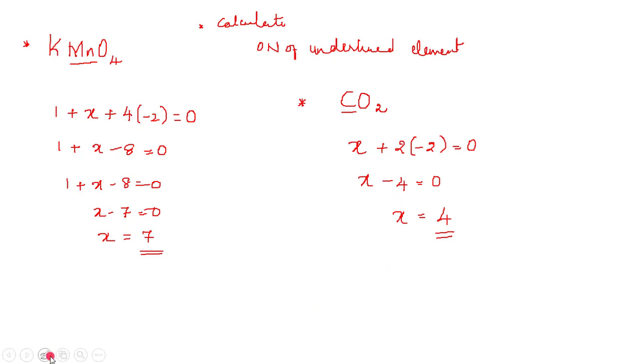Okay, we'll see some more examples. K2Cr2O7, potassium dichromate, and you are asked to calculate the oxidation number of chromium. It is a neutral molecule. So let's see how to calculate. How many potassiums are there? 2, so you write 2. What oxidation number of potassium do you take? It is an alkali metal, so the oxidation number will always be +1.